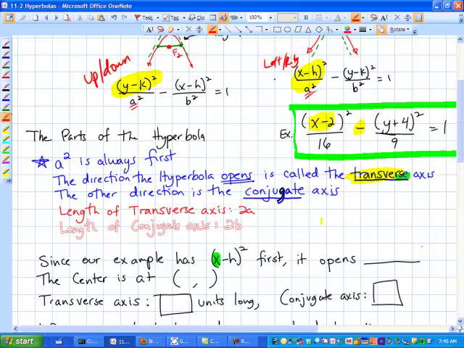All right, so let's start filling this stuff in. Since our example has x minus 2 coming first, this thing opens horizontally.